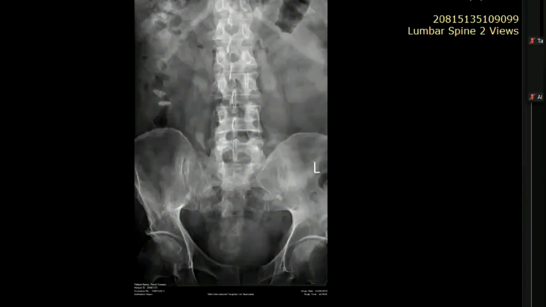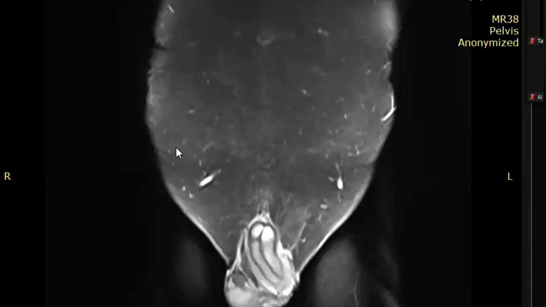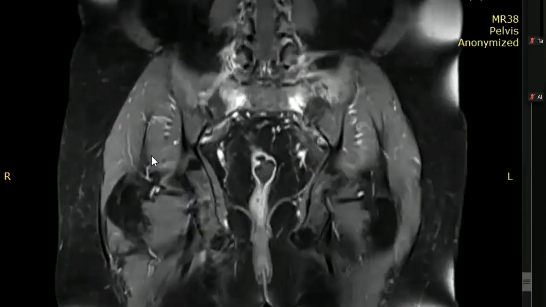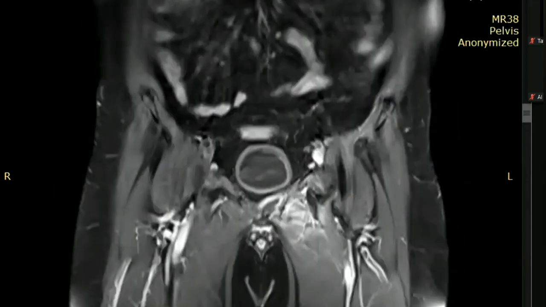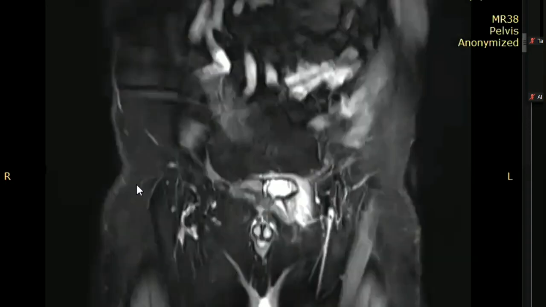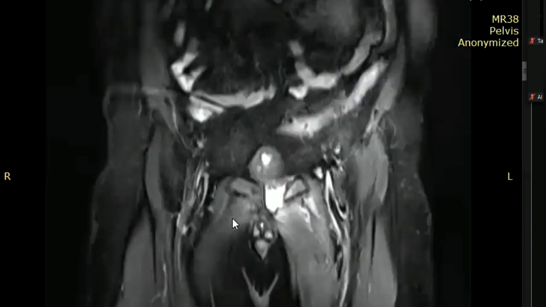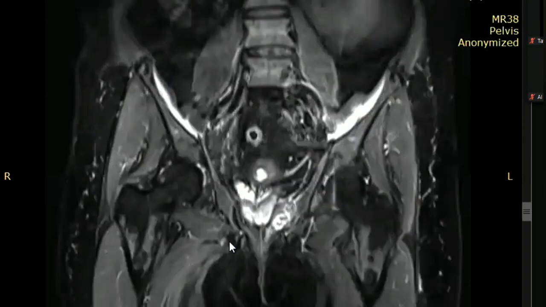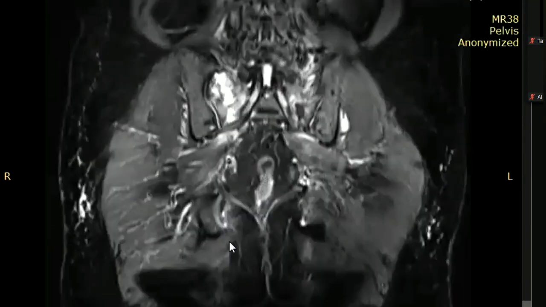So what we did was an MRI of this patient. This is post contrast. I will show you STIR images only, to save the time, and then I will scroll. I'm going from anterior pubic symphysis to posteriorly. So these are STIR coronal images, the same patient.